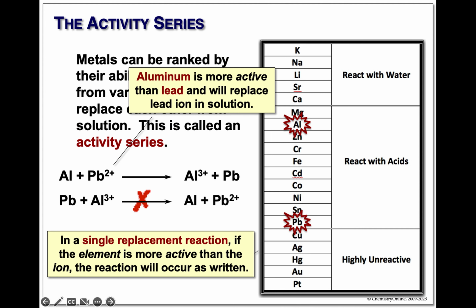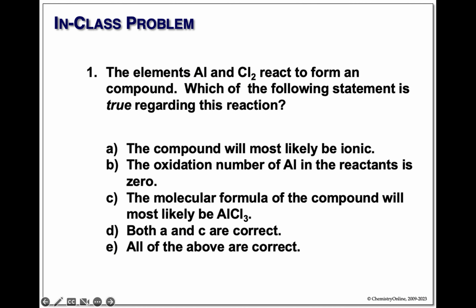Okay, let's finish up the chapter with a few old test questions. Aluminum and chlorine react to form a compound. Which of the following is true? This is the way it appeared. There was no equation given. The first thing you should have done is to write the equation. Aluminum plus chlorine, aluminum chloride.